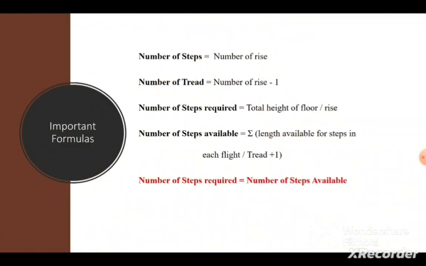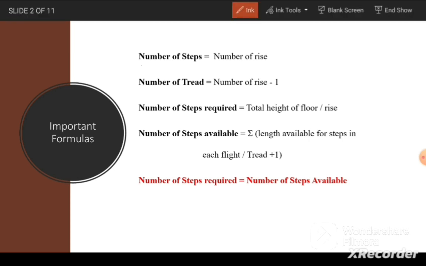Before we move toward the design example, first we need to know some important formulas. The first one is the number of steps. The number of steps in a stair is equal to the number of risers, and the number of treads is equal to the number of risers minus 1. The number of steps will be equal to the number of treads plus 1, or the number of risers.